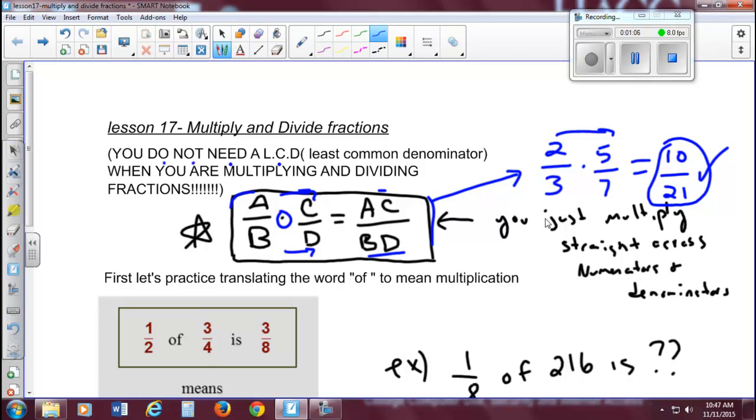Now, if you're a person that has memories of cross-cancellation, cross-cancellation is not always applicable, right? It's certainly not applicable here. So the safest thing: travel straight across and reduce it at the end.